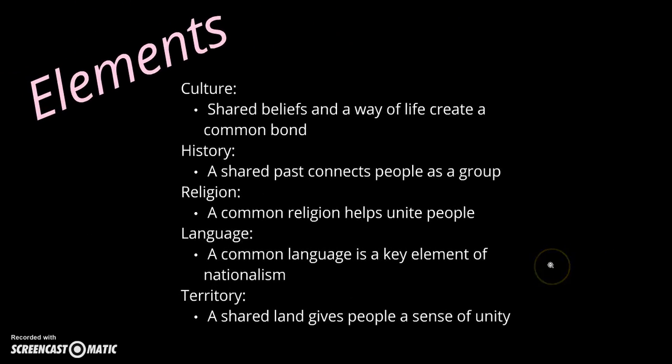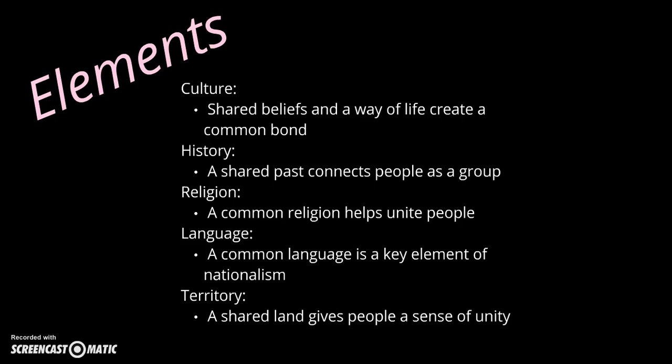The first element is culture. Especially regarding culture specifically here, that means shared beliefs and a way of life to create a common bond. Next element is a shared history, a shared past that connects the people as a group, in other words. A shared religion, a common religion helps unite people.